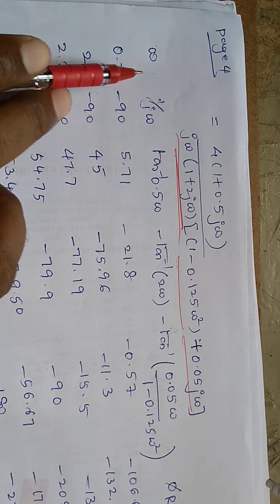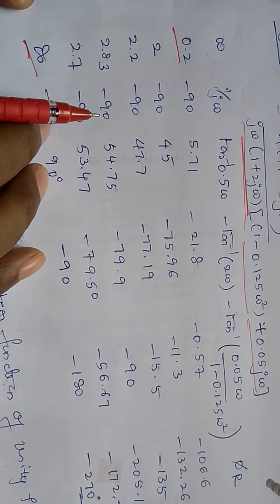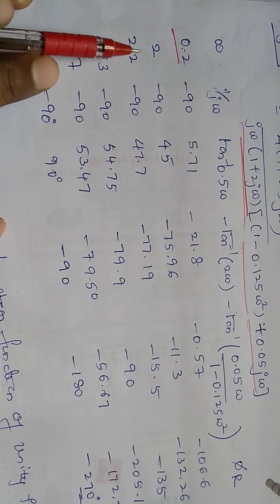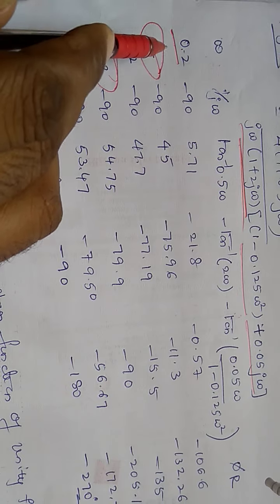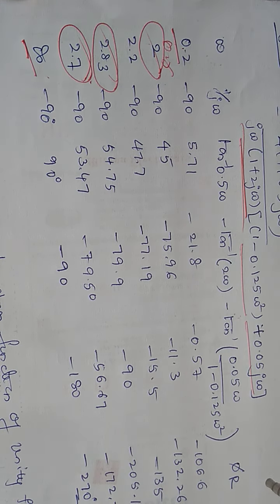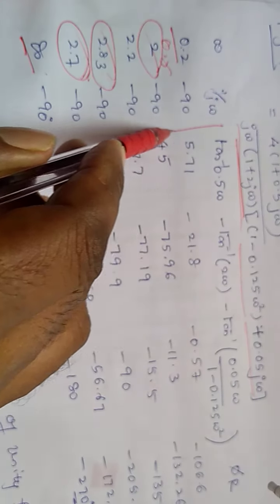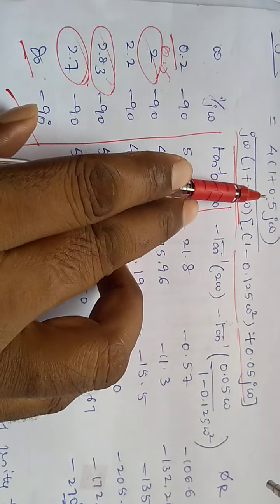Here, the same thing for omega: we can start from 0.2 to infinity. In between 0.2 and infinity, consider the corner frequencies: first 0.5, then 2, then 2.83. Clear? So 1 by j omega means it is minus 90 degrees. Then consider this factor.